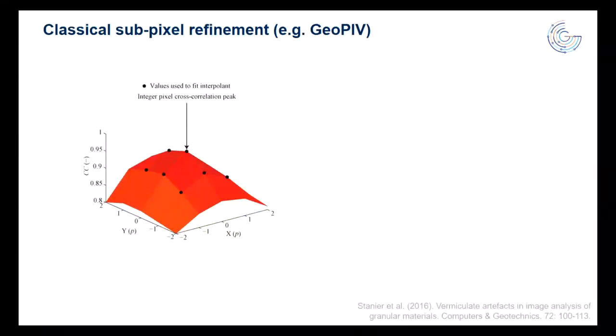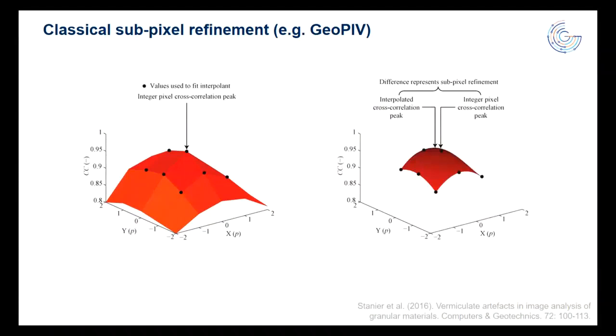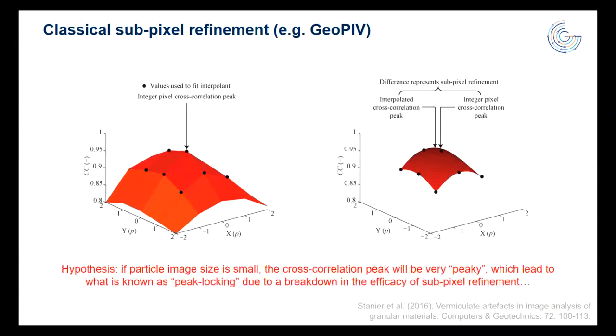So classically, what people would do is they would also take the 8 nearest neighbors correlation coefficients, and they fit a bicubic interpolant function to that in order to interpolate the peak of the interpolated bicubic surface. Right? This is classical subpixel refinement that you'd find in the early GeoPIV code. And that's fine. It works reasonably well, but only if you've got what I would call suitable particle image size. And what I mean by that is how big the features that make up your texture are.